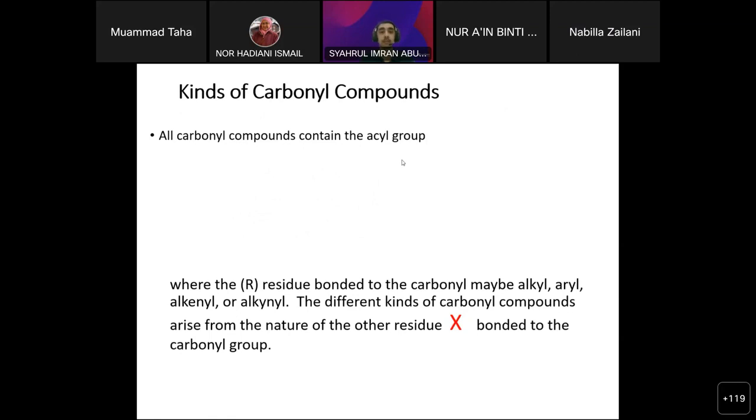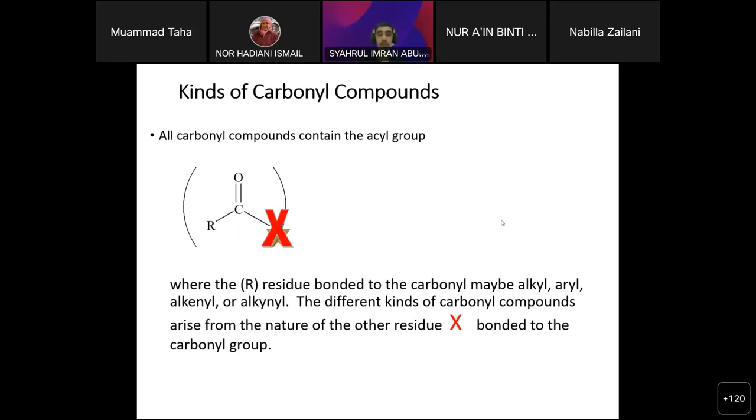Okay, so all carbonyl compounds contain the acyl group. Actually, the acyl group is the carbon-oxygen double bond. This is common in all carbonyl compounds. The thing which makes them different is the X, the substituent attached to the carbonyl acyl group. So the nature of the compounds depends on it. The X can be aryl, alkyl, alkene, or alkyne, or even hydrogen in the case of aldehyde.